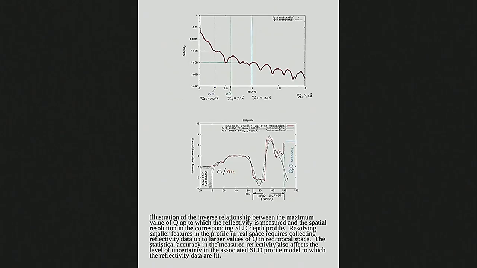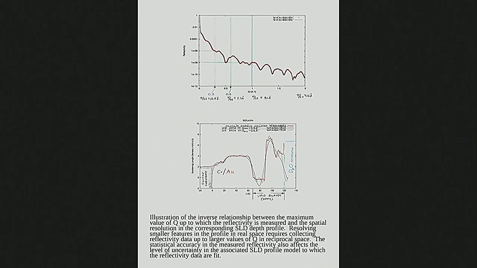So this is the actual profile that was extracted from this specular neutron reflectivity data. Now you can see that the reflectivity data falls off by many, many orders of magnitude. It's down to 1/1,000,000th of its intensity below the critical angle here. And this curve just shows that if you measure the reflectivity curve out to this point, you get this coarser resolution in real space. And if you measure further and further out, you get more and more of the detail back.